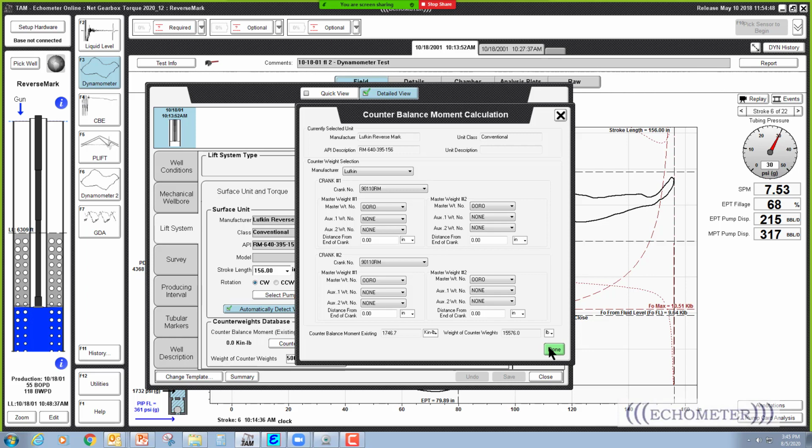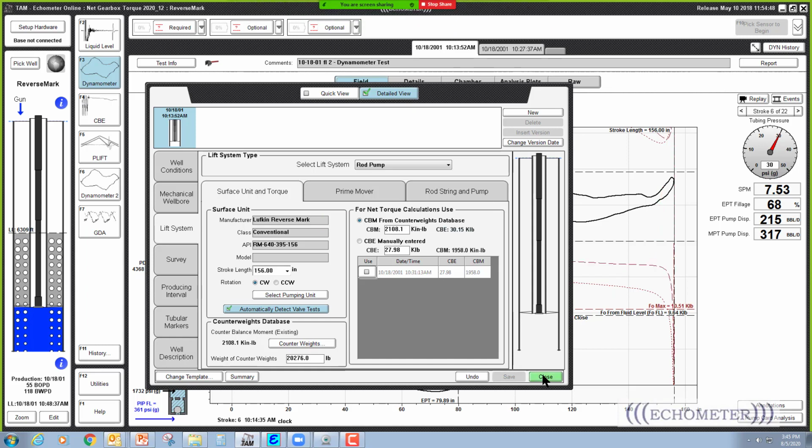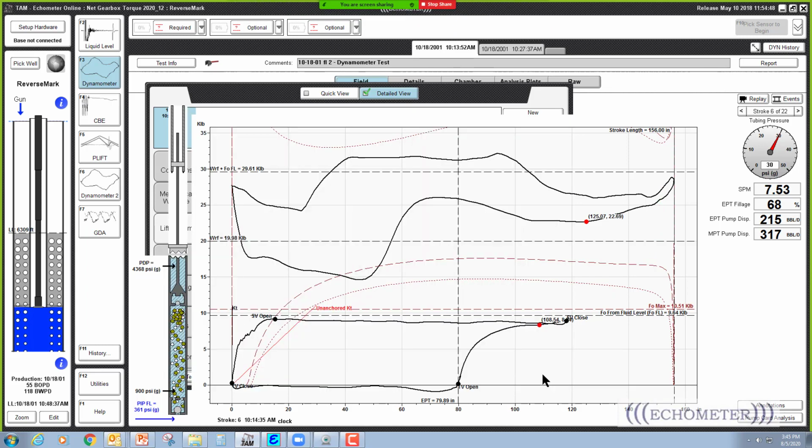Okay, and that says that matches ORO. Oh, there's some auxiliaries. There's some OOS auxiliaries on here too, and they all have OOS auxiliaries. Okay. And so that's an example of putting the weights into the program and saying done. Okay, now if we go save this and look at the net torque curve.